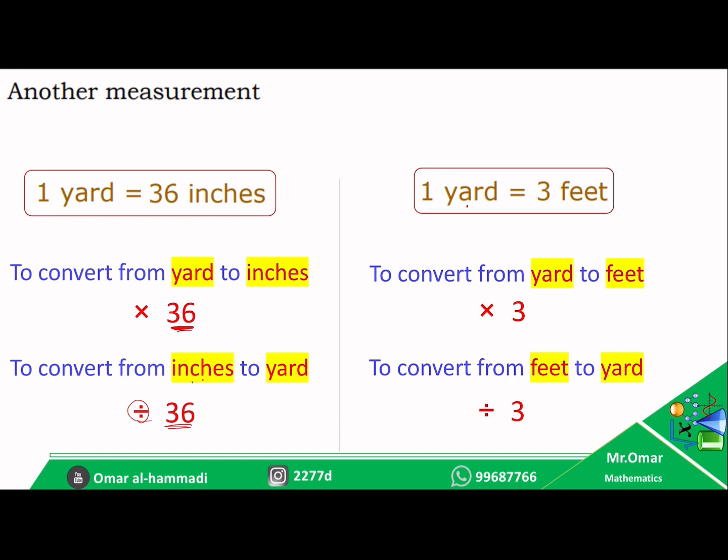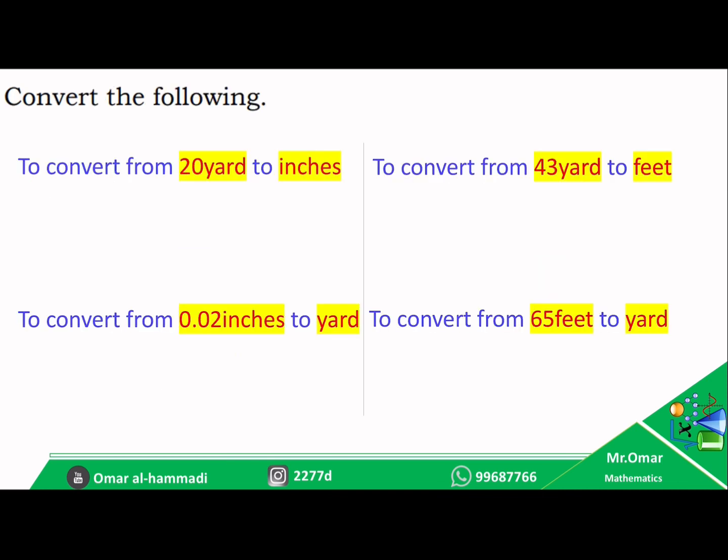But from yard to feet, 1 yard is equal to 3 feet. From yard to feet we multiply by 3. Feet to yard, we divide by 3. Let's do an example. Convert from 20 yards to inches.